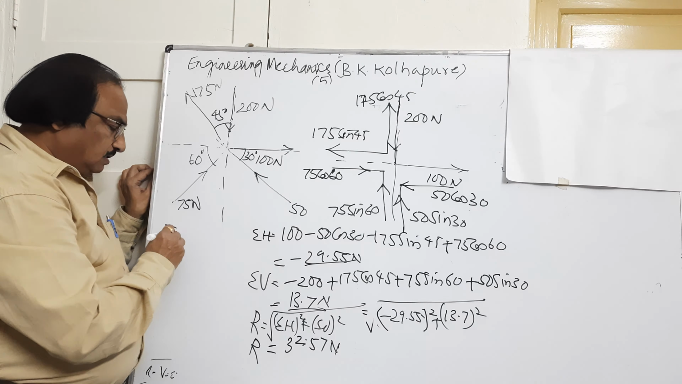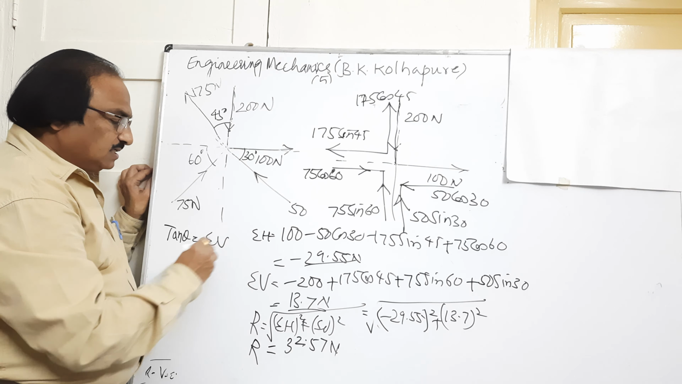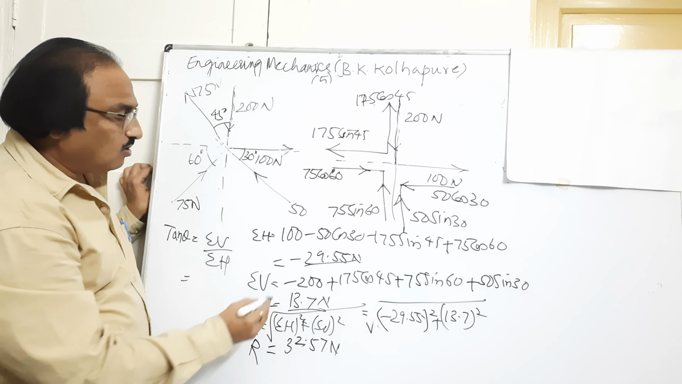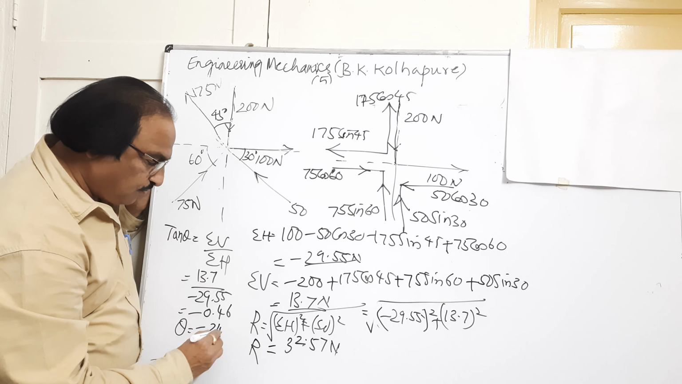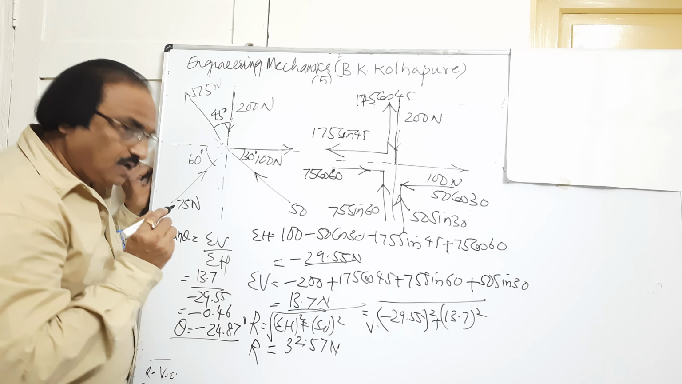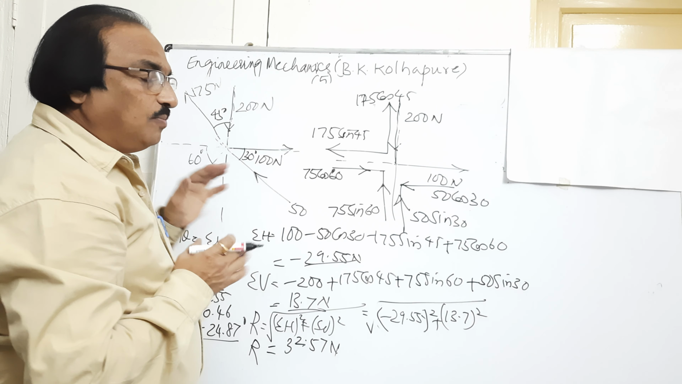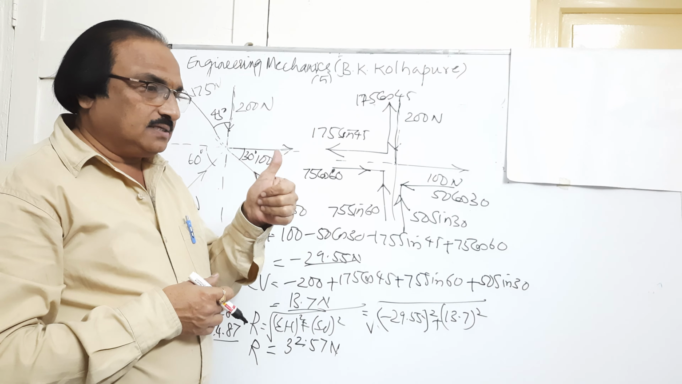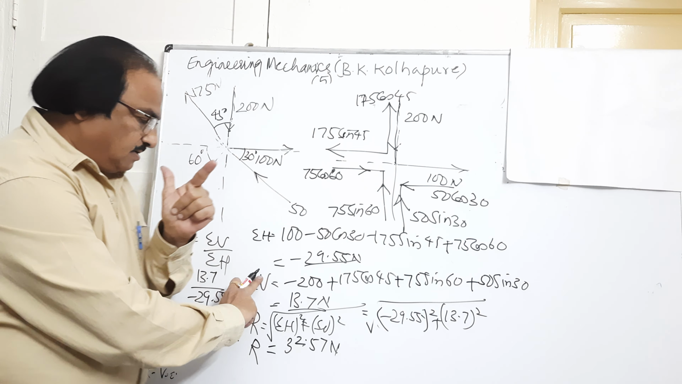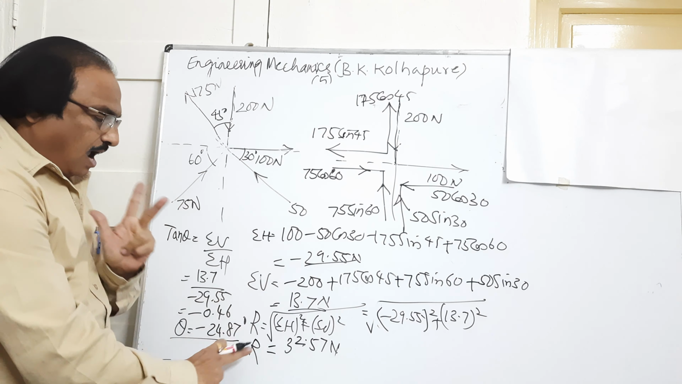Then let us go for the direction. Tan theta is given by sigma V by sigma H. So we have got sigma V is 13.7 and sigma H is minus 29.55. If you simplify this, you get this value as minus 0.46. So theta will be equal to minus 24.87 degrees. Now how many steps have we followed to find the resultant of the forces? Sigma H, sigma V, R, theta.